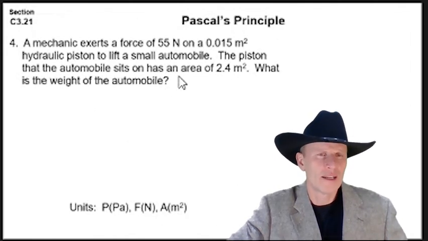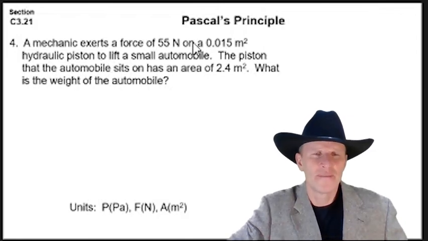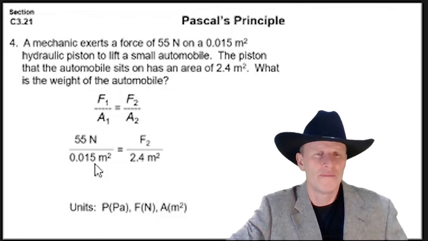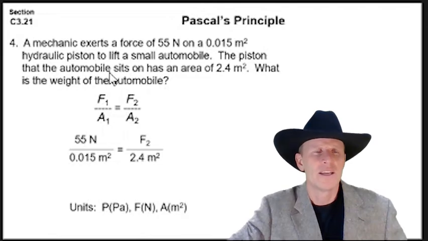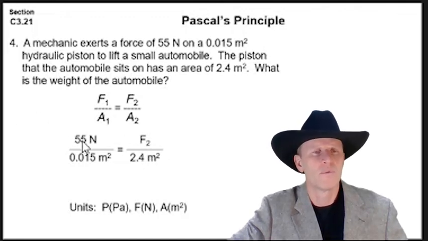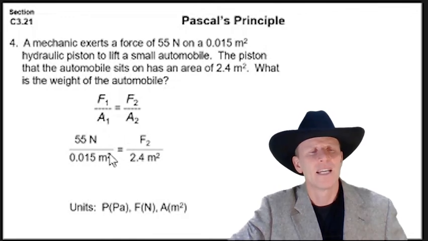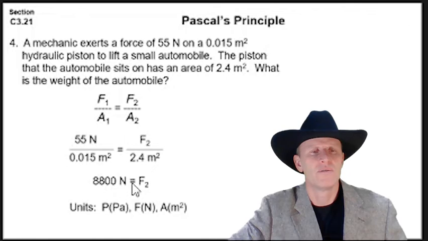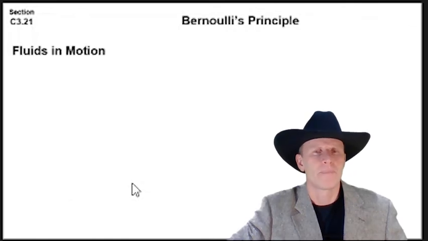All right, one more on Pascal's principle. A mechanic exerts a force of 55 on this hydraulic piston. 55 is on the 0.015. There it is set up. This is a meter squared. It goes on the bottom. The piston that the automobile sits on has an area of 2.4. What is the weight of the automobile? So again, we cross multiply. When we set our proportion up, we multiply the side of the x that has only numbers, 55 times 2.4, and divide it by the other number, which gives us 8,800 newtons of force.